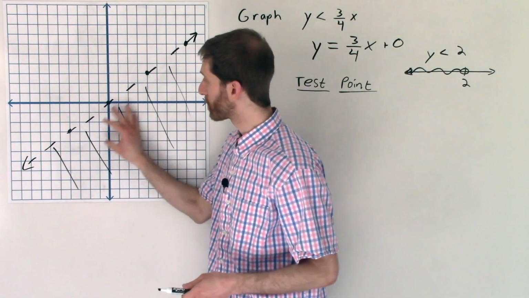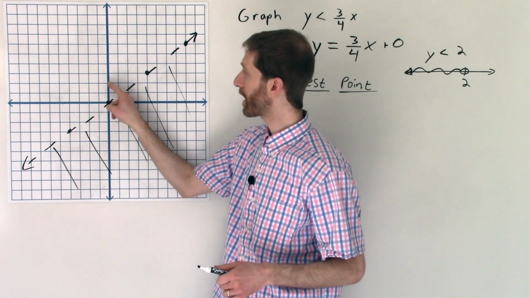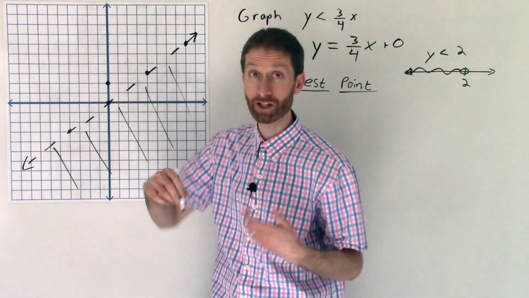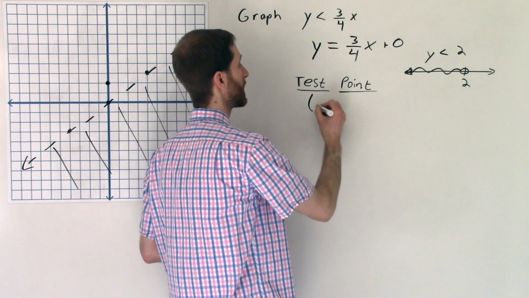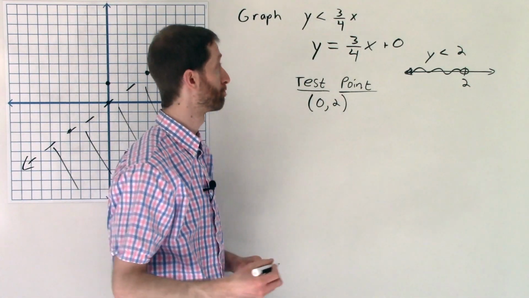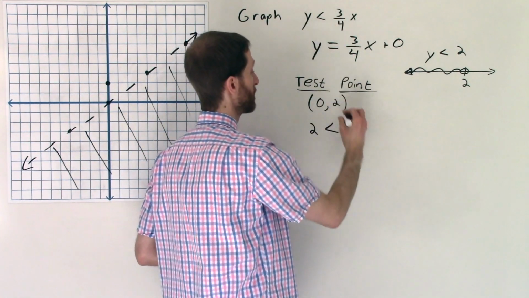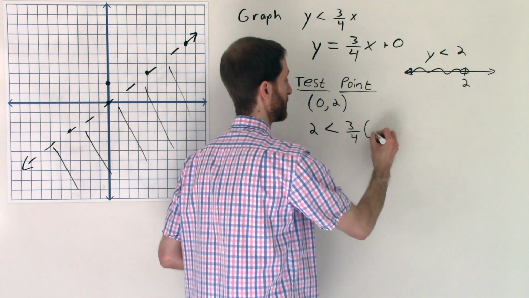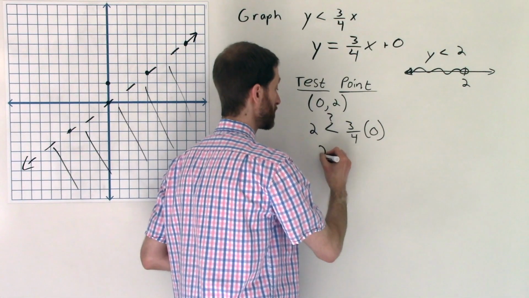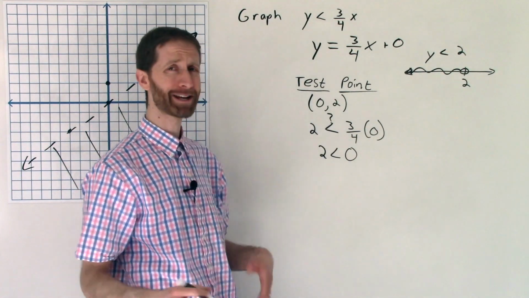So I realize that these are my solutions, but I'm going to pick a point above this boundary. Let's pick, I don't know, 0, 2. Let's test that. The reason why I picked that is x equals 0 is easy to plug in. So I'm going to do a test point of 0, 2. And we want to see if 0, 2 makes that inequality true. So I plug in 2 for y is less than 3/4 times 0. So the question is, is that a true statement? Well, we would get 2 is less than 0. Is that true? No, 2 is not less than 0.